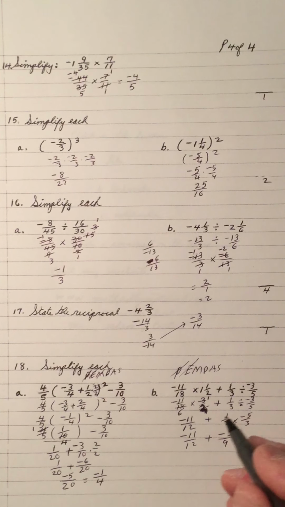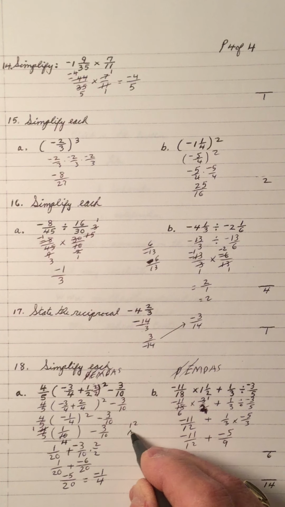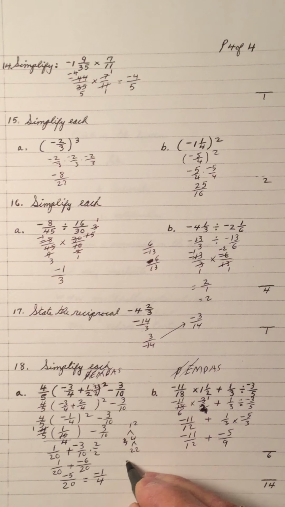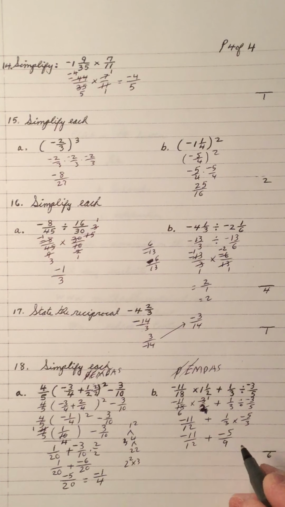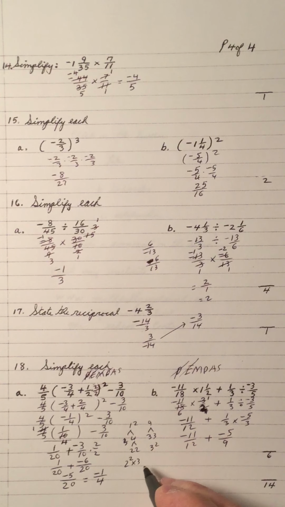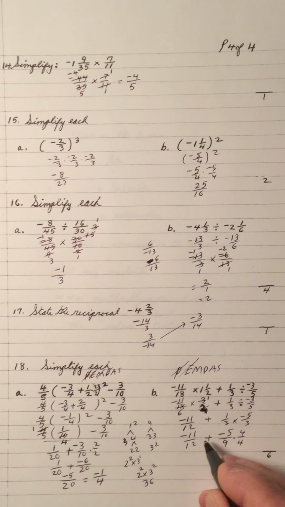Now, common denominator for 12 and 9. Let's see, 12 is 2 times 3 times 2, so that's 2 squared times 3. 9 is 3 times 3, which is 3 squared. So I need a 2 and I need a 3. The highest exponent of 2 is 2. The highest exponent of 3 is 2. So 4 nines, common denominator is 36. 9 to 36 goes 4. And 12 into 36 goes 3.